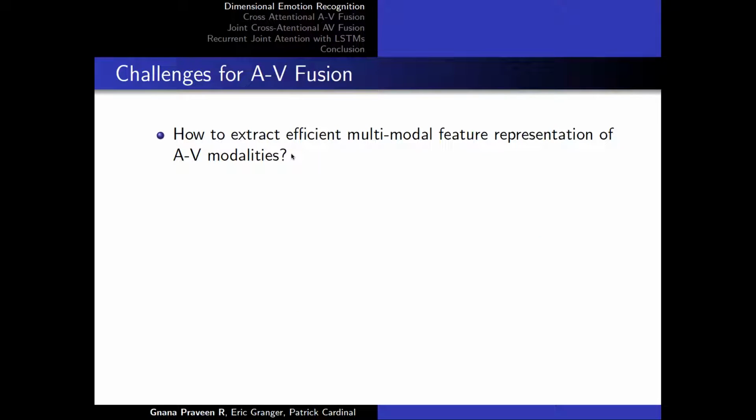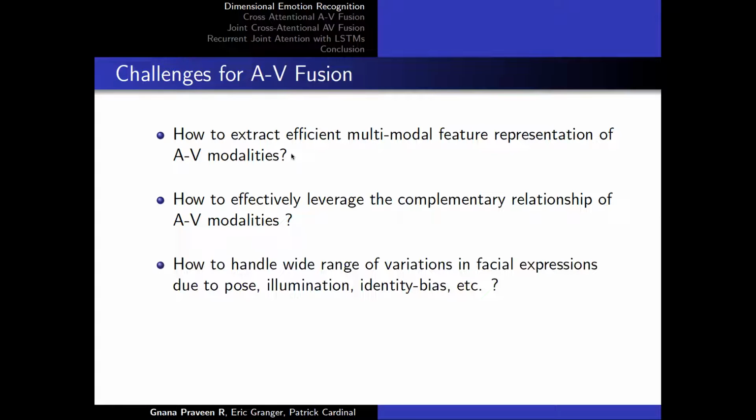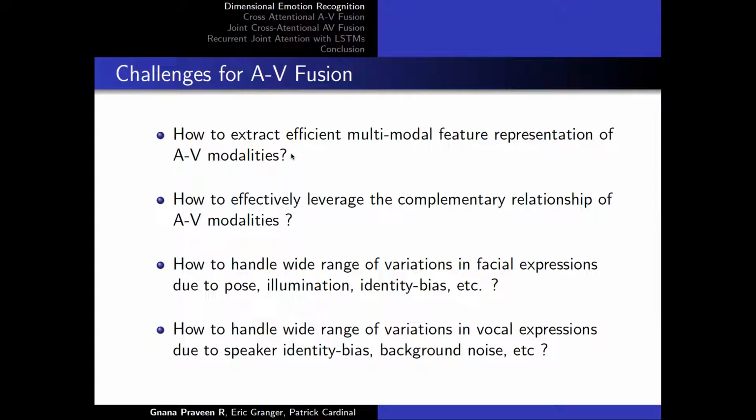These are some of the challenges for audio-visual fusion. Extracting efficient audio-visual feature representations is one of the fundamental challenges. It is also important to effectively exploit the complementary relationship across the audio and visual modalities. In facial expressions, we have a wide range of variations due to pose, resolution, illumination, and things like that, so the system has to be robust to all these edge cases. Similarly, for vocal expressions, we have a wide range of variations in terms of noise, identity bias, and things like that.